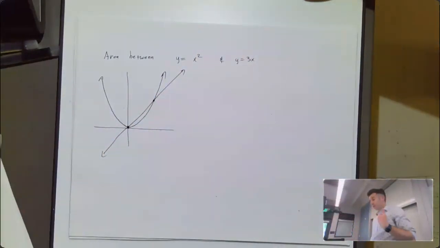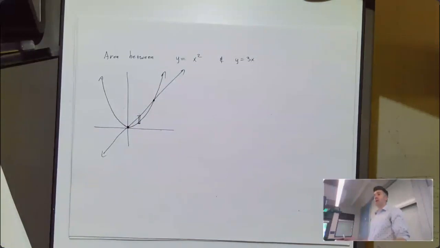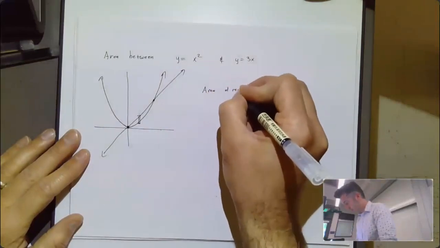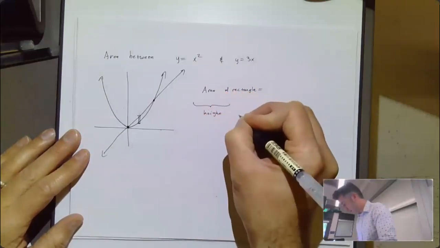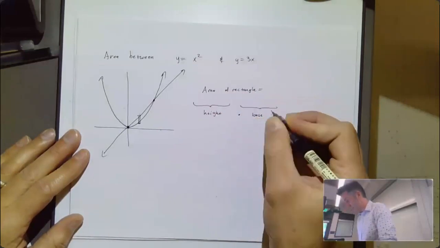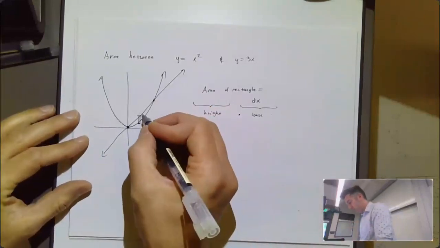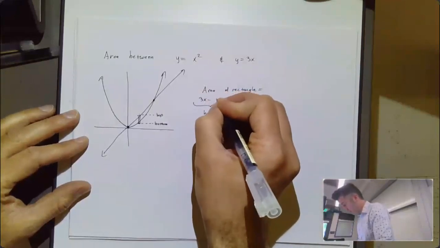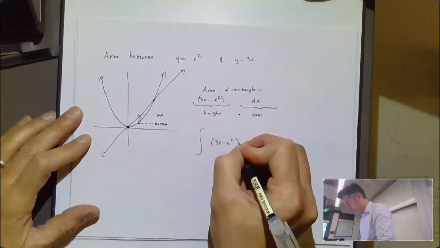So the way you would do this is you'd say, oh, I need to quote unquote add up all my rectangles. The area of that rectangle, well, it's going to be height times base. The base is dx. It's your small little width of your rectangle, a small change in x. That's what dx is, small change in x. The height is the top minus the bottom, which is going to be 3x minus x squared. So the area would be the integral of 3x minus x squared dx.